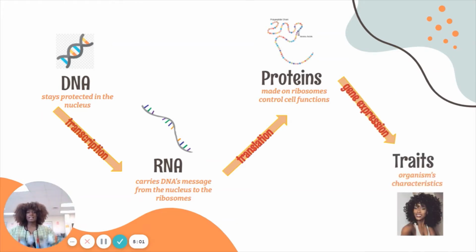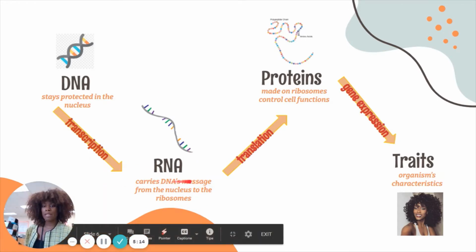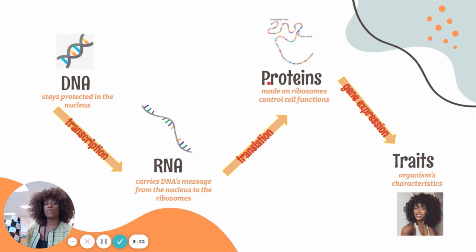So again, DNA has to stay protected inside of the nucleus. So what we do, we have this process called transcription. Transcription turns DNA into RNA. RNA is able to leave the nucleus. It's going to carry DNA's message from the nucleus into the ribosomes. Once it's inside the ribosomes, RNA is going to get translated into the language of the protein. Proteins are made on ribosomes, and again, we know proteins control cell functions.